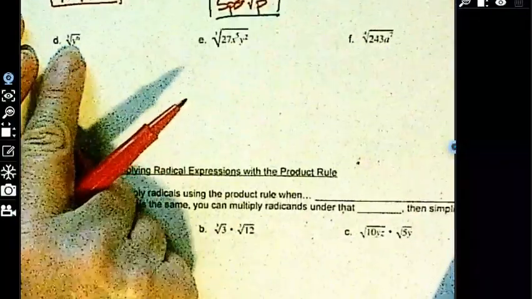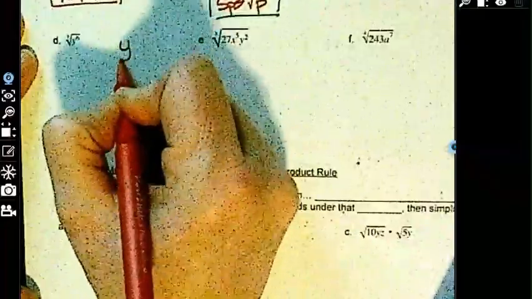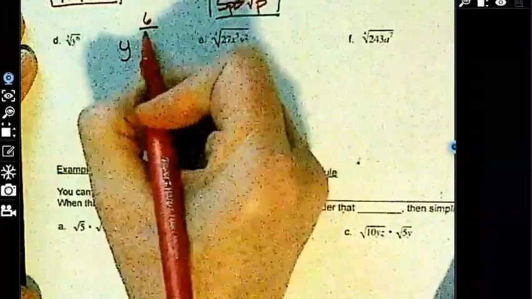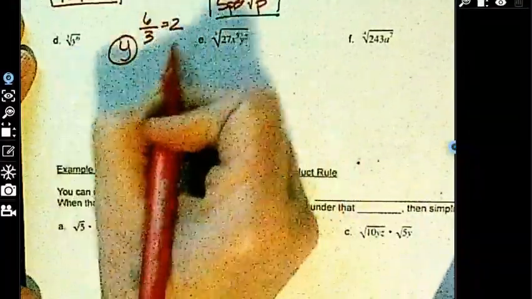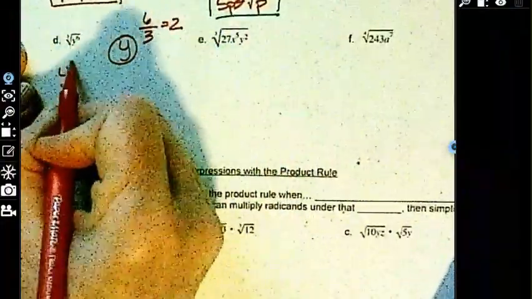Let's keep going. All right, y. This is the cube root of y to the 6th. Well, you just take 6 and divide it by the index, which is 3, and you get 2. So you can take out 2 y's. So this is really y squared.